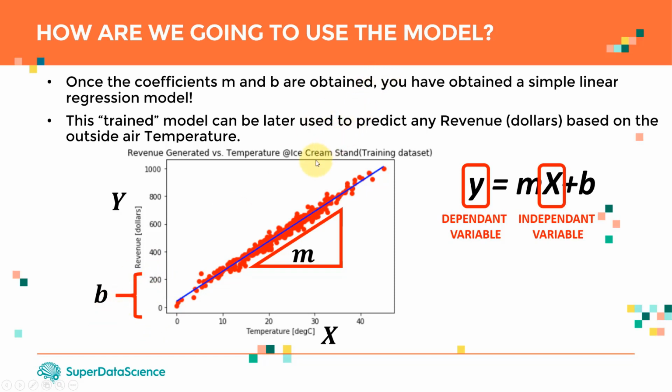Once I obtain this equation, this straight line, and these values of m and b, then I can use the trained model moving forward to predict any revenue in dollars based on the outside air temperature. Simply put, now I can come on any given day, measure the temperature, let's say 45 degrees C, and I can predict that the revenue will be $1,000, okay? Even though, and that's very important, this temperature might not have been seen before by the model.